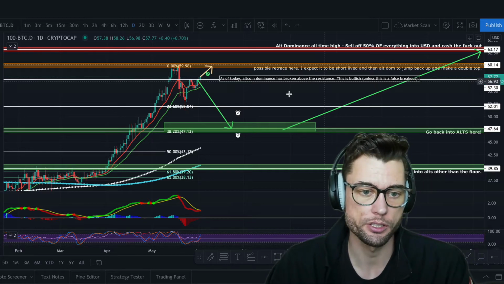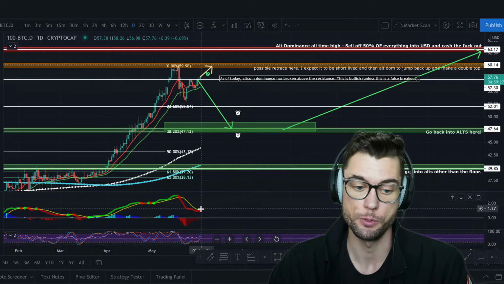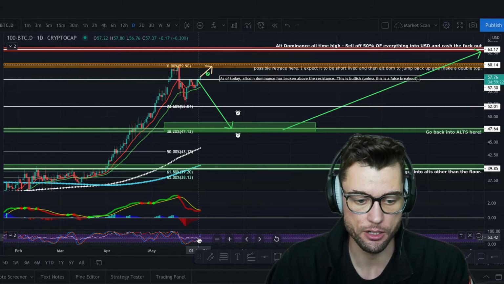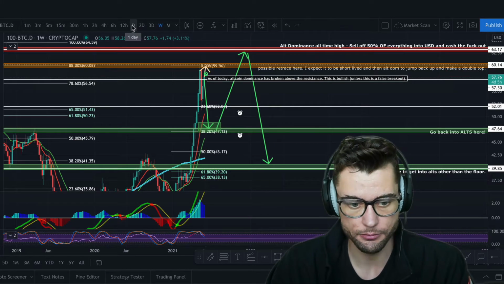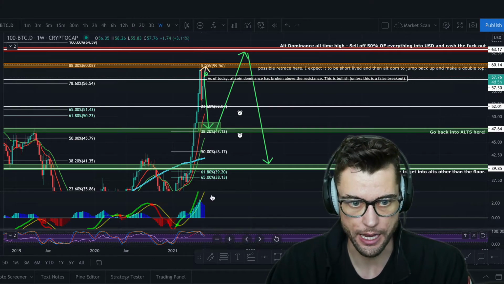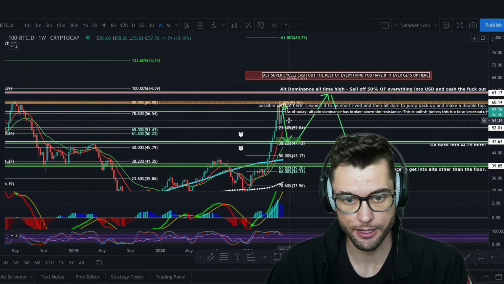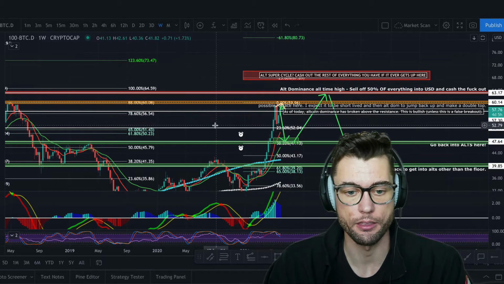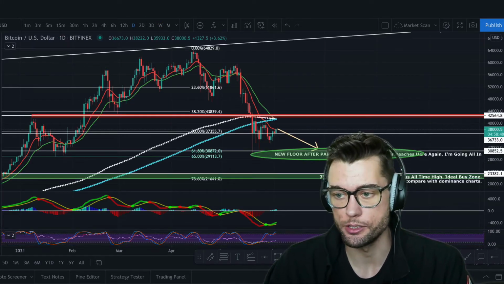So firstly, looking at the MACD on the altcoin dominance, it is moving up. So altcoin dominance does look good in that regard. And the RSIs basically aren't really saying anything. On the weekly, it doesn't really look that good though. I would expect it to at least hit the 38.2, but maybe it won't.